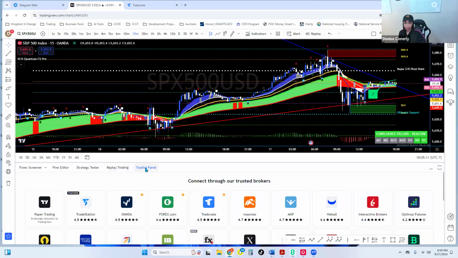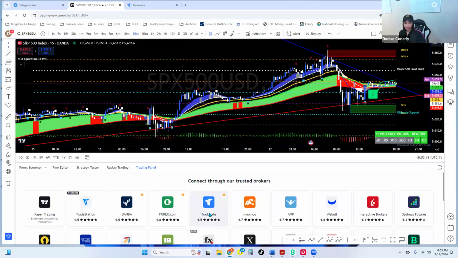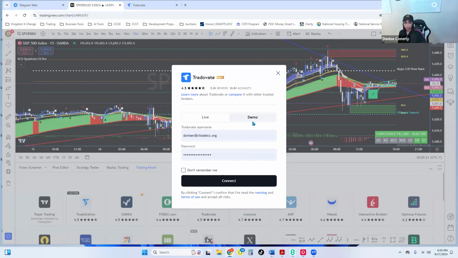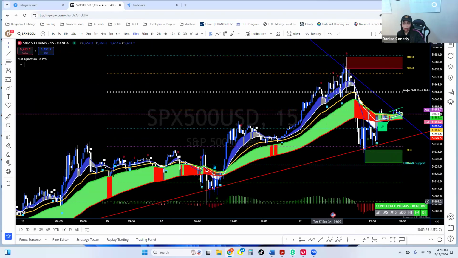You literally go to Trading Panel while you're in TradingView, go to the bottom Trading Panel, open it up, find your broker, click on the broker. In this case, if you're doing the bonus with us with Apex, you're going to be on demo, put in your username and password, and click connect. And then you should have the information on the screen to trade. I am not connected through Tradeovate, so I don't know how the screen looks once you're connected. No problem, Tedra.